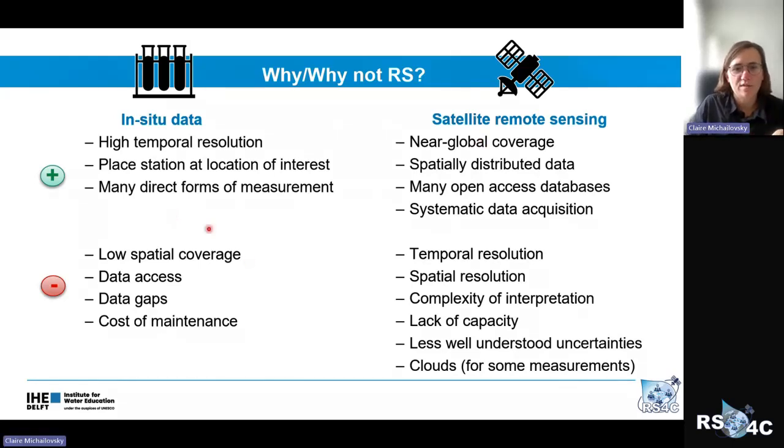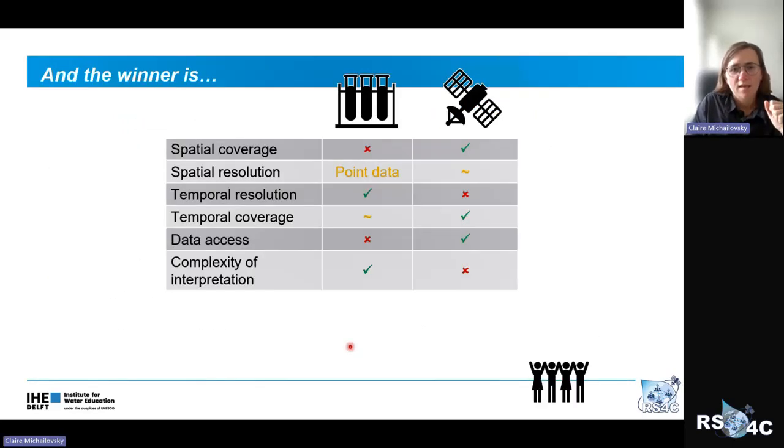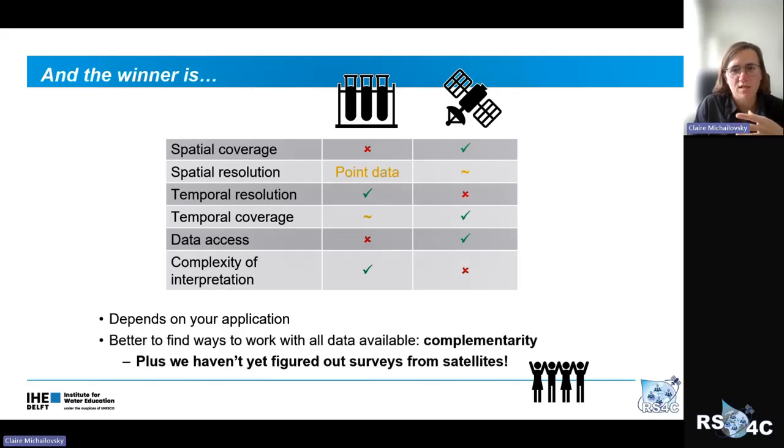But what I want to highlight with this, and putting some positives and negatives, is that when we want to work with data, we can't really find a winner between remote sensing and in situ data, because it really depends on your application. And what's best is to find a way to work with both types of data to have complementarity of the data sets. And then as a little joke, I guess, I also add that we haven't figured out how to do surveys from satellites. So of course, if we're wanting to do remote sensing for communities, which is the goal of our project, we can't, of course, and we don't want to rely exclusively on the data that we can get from satellites.